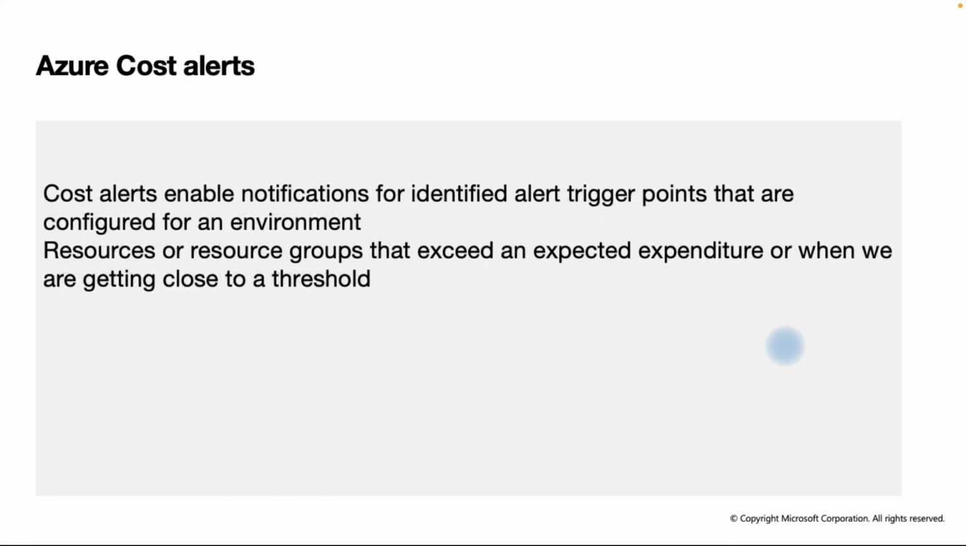So Azure Cost Alert. A cost alert is a notification that identifies alert trigger points configured for an environment resource or resource group that exceeds the expected expenditure or when we reach the cost threshold. I told you before, we will create one budget and we will put the cost alert for the budget also. When we put one threshold, for example $100, we will set it so that when $90 is completed, we will get the cost alert. So the cost budgeting and cost alert depend on the Azure Cost Management portal.